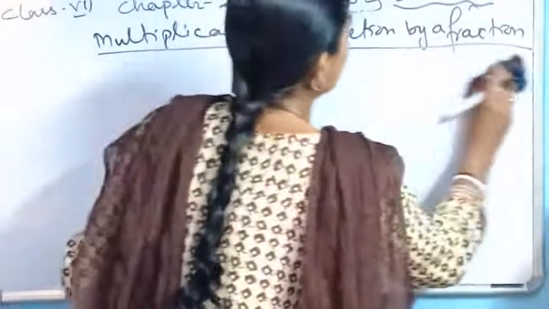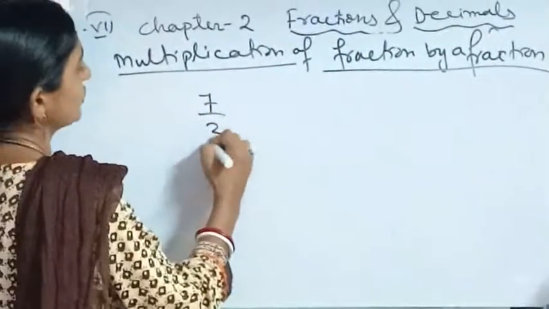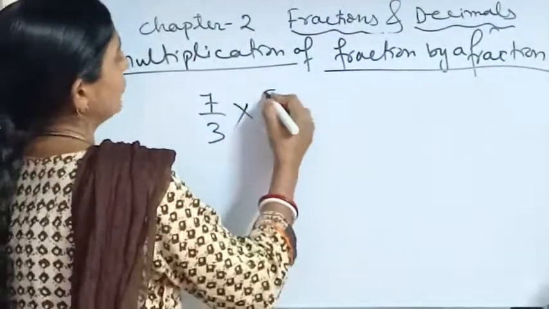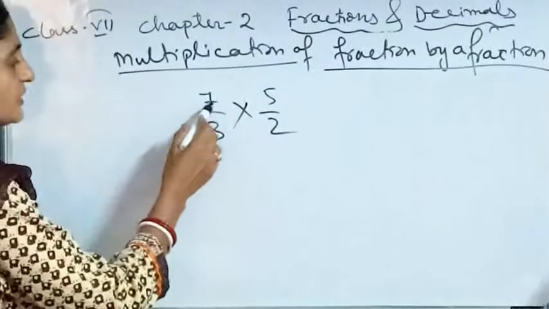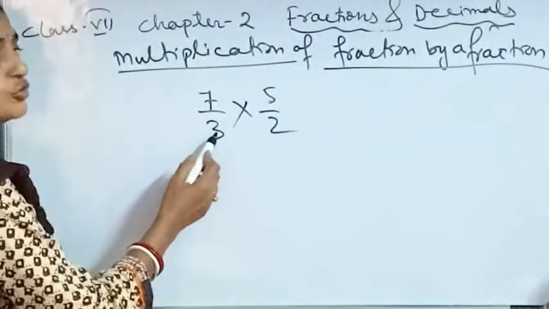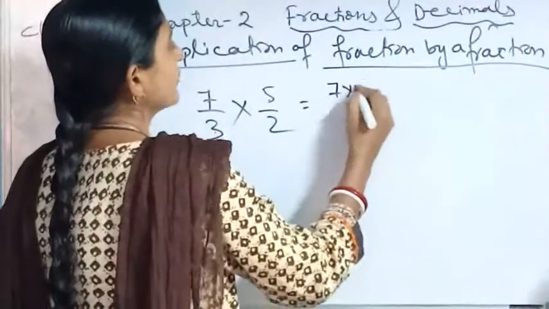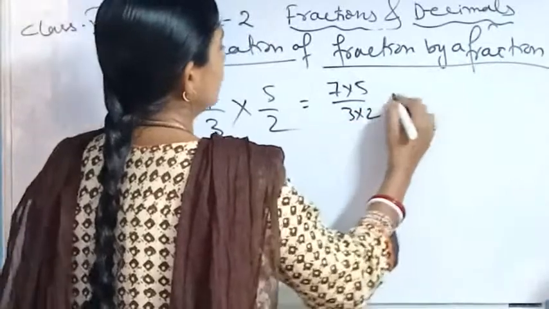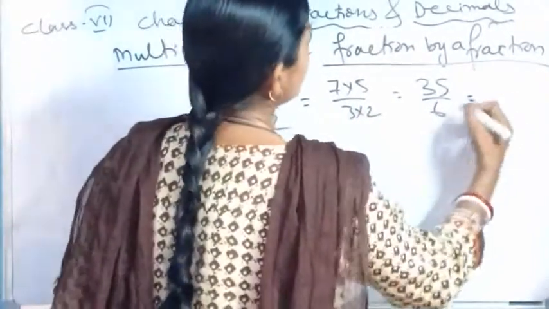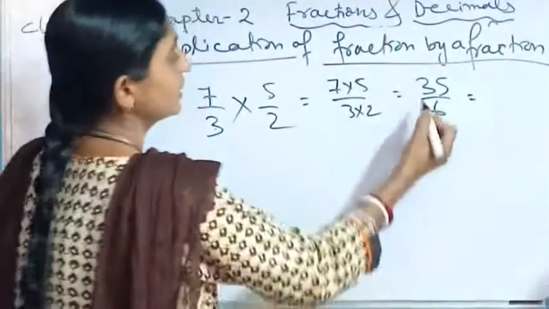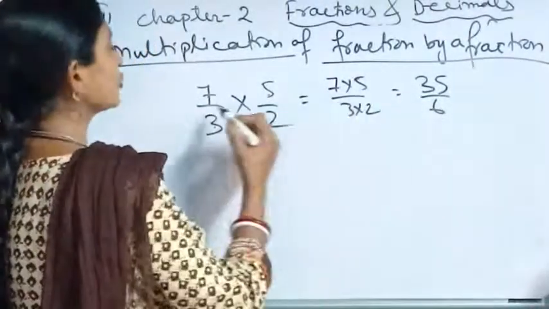I am giving you one example for that. Let me take 7/3 and another number, 5/2. These two are improper fractions. You can see here in both cases the numerator is bigger and the denominator is smaller. So if I multiply these two, what will I get? 7 into 5 over 3 into 2, that is equal to 35/6. Let's compare. Is it bigger or smaller than these?